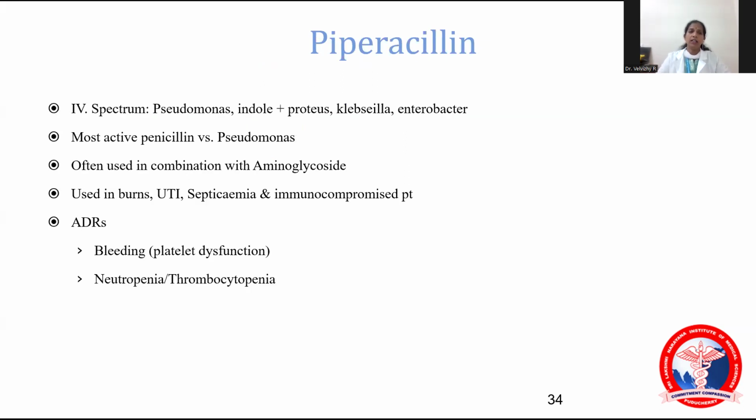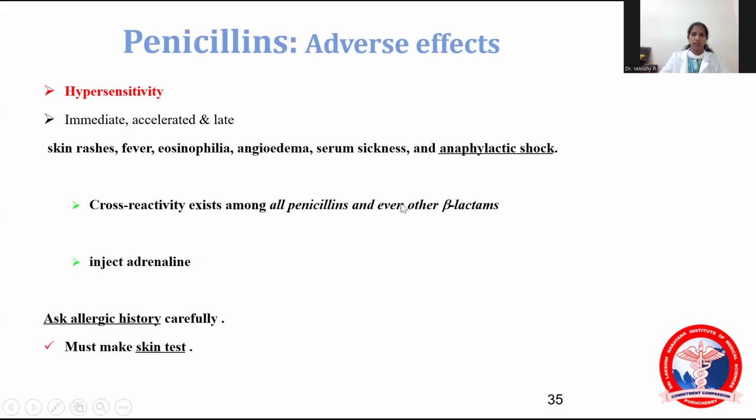Piperacillin is usually effective against Pseudomonas, indole positive Proteus, Klebsiella, and Enterobacter. This is one of the most active penicillins against Pseudomonas. So if you have a Pseudomonas infection, this is the first line of drug we are choosing nowadays, usually combined with aminoglycosides. These are mainly used to treat Pseudomonas infections like in septicemia patients, burns patients, UTI, and immunocompromised patients. Adverse effects are mainly platelet dysfunction and sometimes thrombocytopenia, neutropenia, all those things.